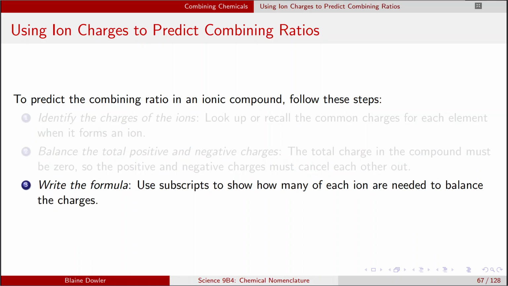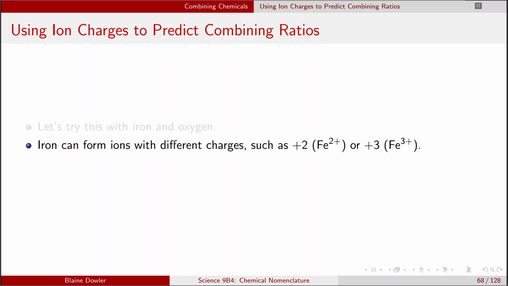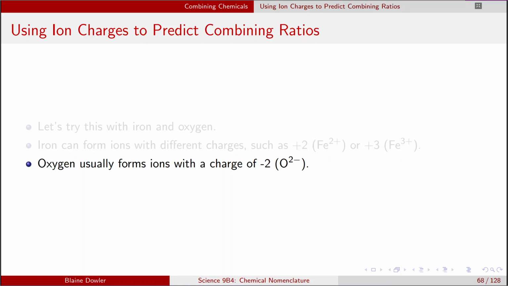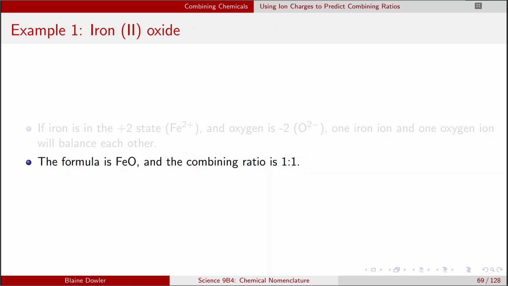And then you write the formula. Use subscripts to show how many of each ion are needed to balance the charges. So let's try this with iron and oxygen. Iron can form ions with different charges, either +2 or +3. Oxygen usually forms ions with a charge of -2. If iron is +2 and oxygen is -2, we need one iron and one oxygen ion to balance each other out. That formula would be FeO, and the combining ratio is 1:1.